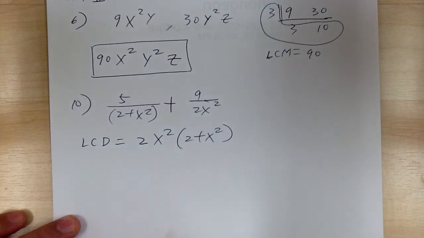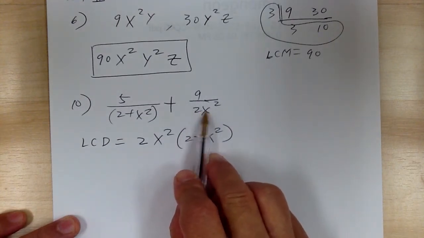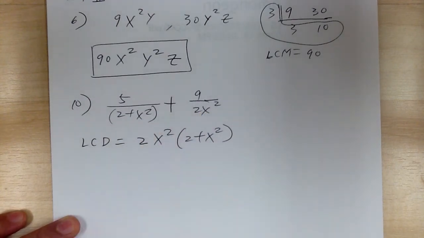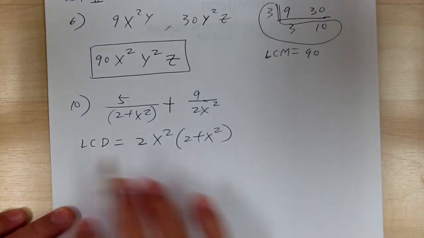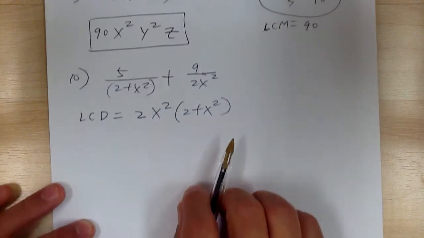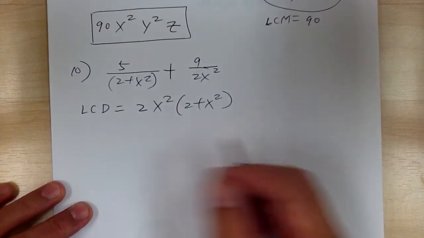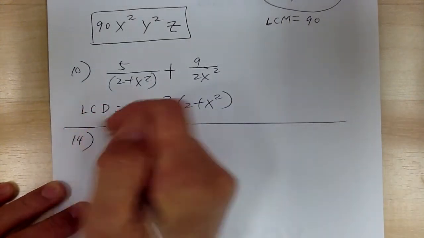So first you do the number, then you do the alphabet, then you do the group. So that's your LCD. Again, we're not adding yet. Right now, all we're doing is just getting the LCD. Okay, now let's go to 14.